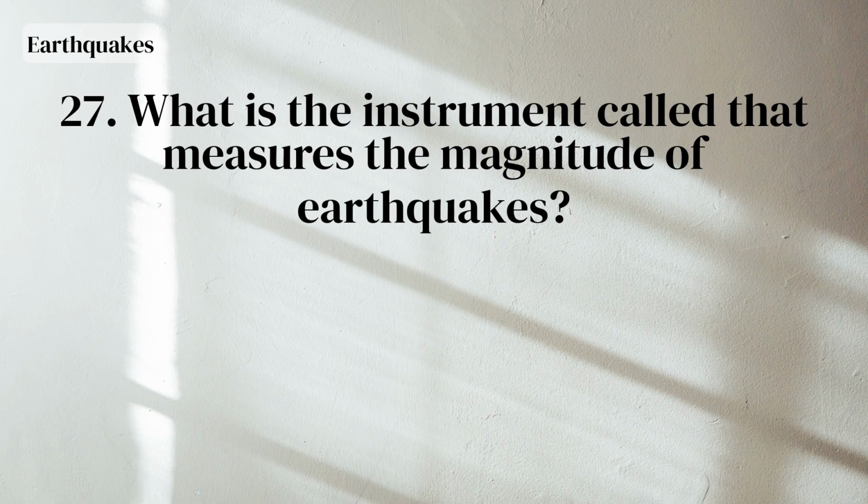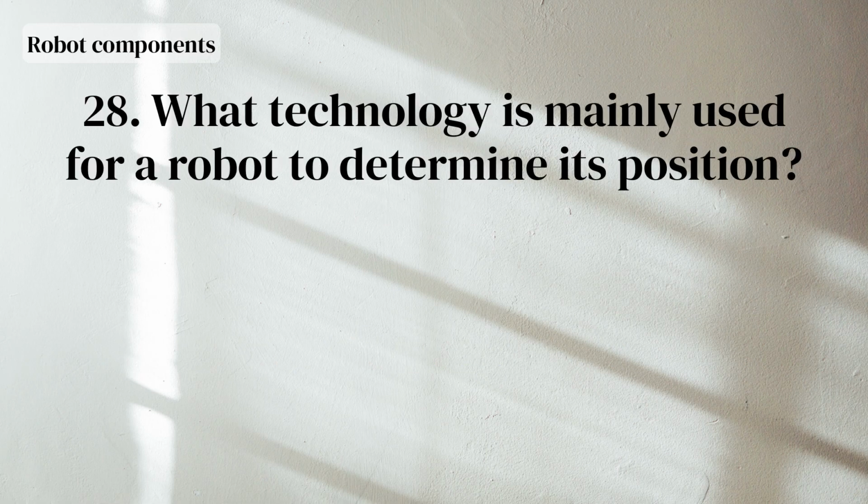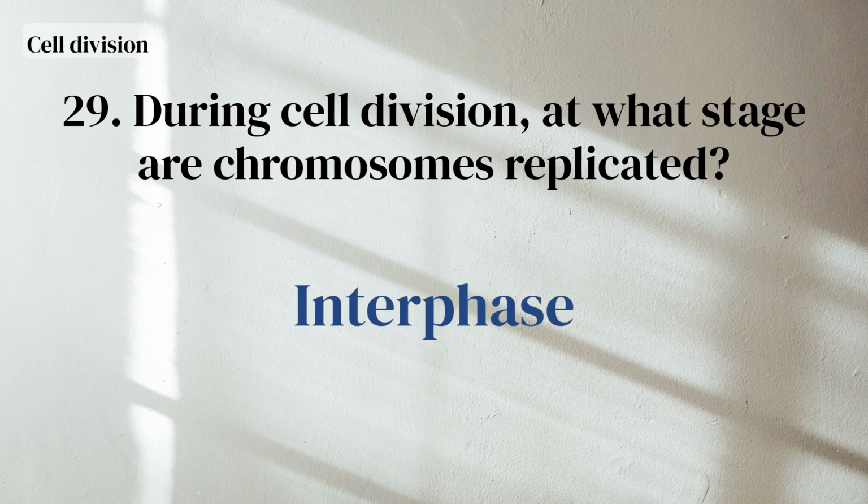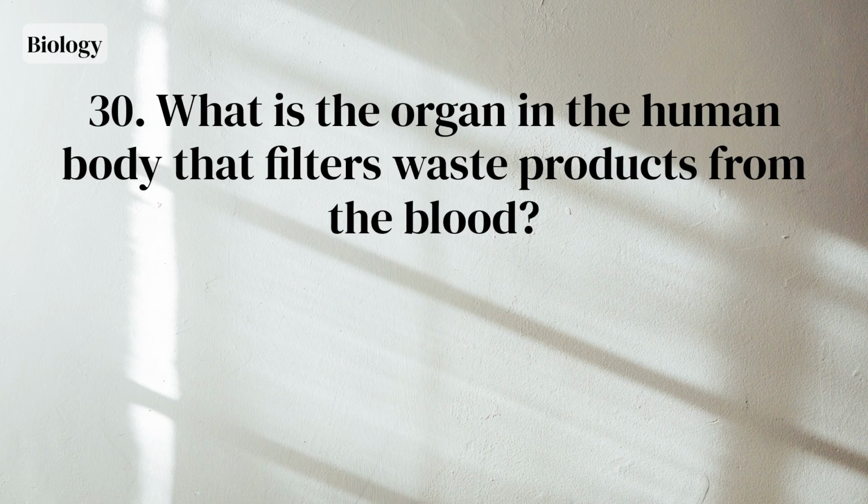Jupiter. What is the instrument called that measures the magnitude of earthquakes? A seismograph. What technology is mainly used for a robot to determine its position? GPS. During cell division, at what stage are chromosomes replicated? Interphase. What is the organ in the human body that filters waste products from the blood?